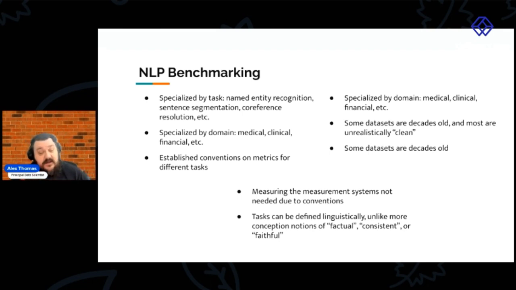And then there's also data sets specialized by domain, so medical, clinical, financial. And for these different tasks, there's known metrics and conventions. The downside is that because of these data sets being specialized, if you have a different domain than what's available for the task you're looking to measure, so if you can't find a data set for your task and domain, you're not going to be really sure whether the measurement of your system is accurate.